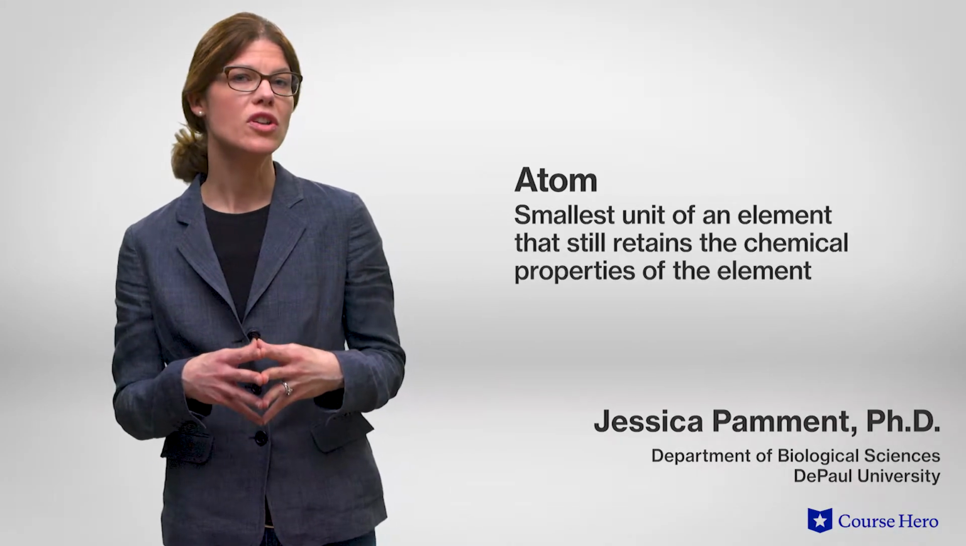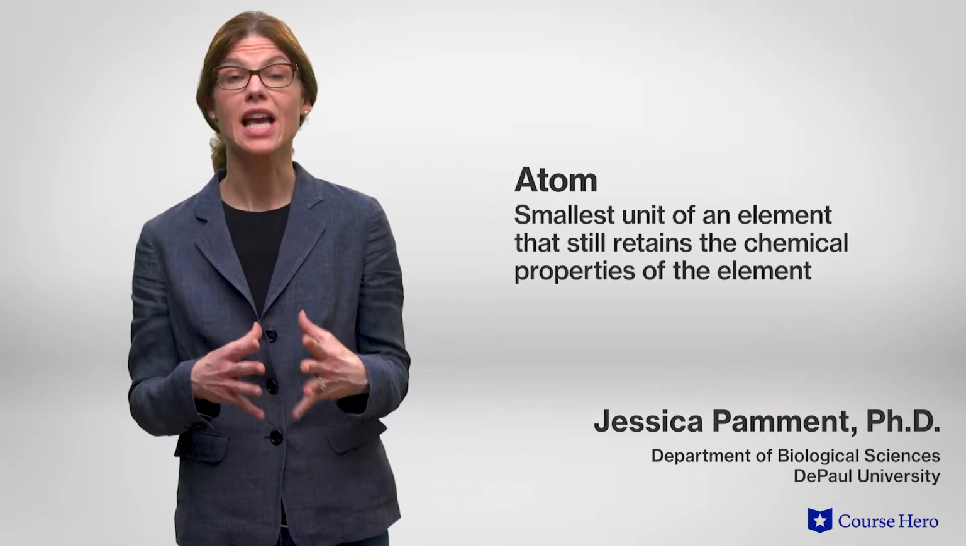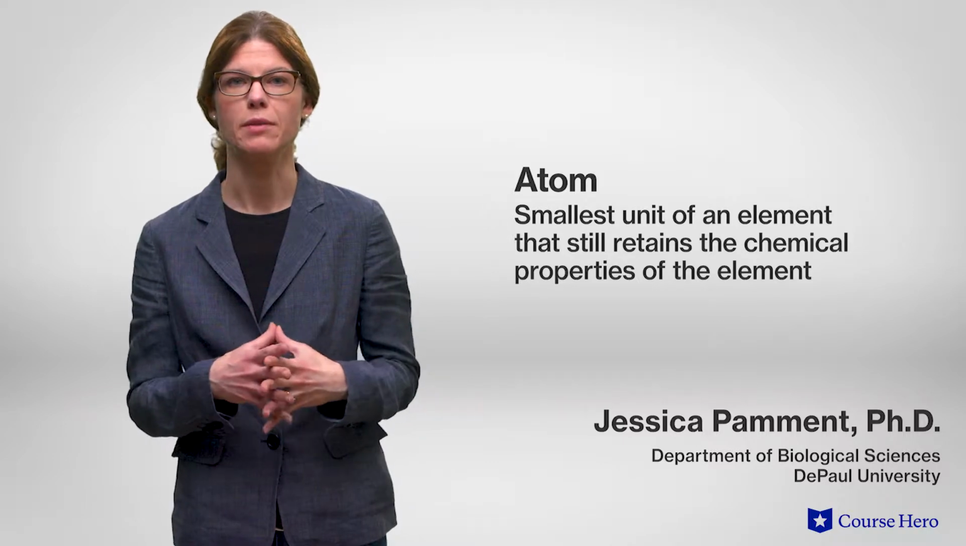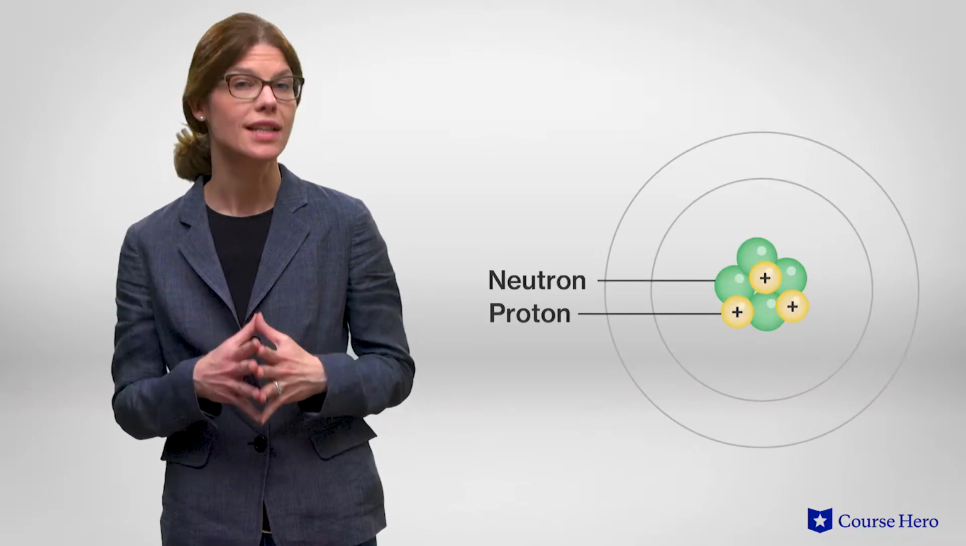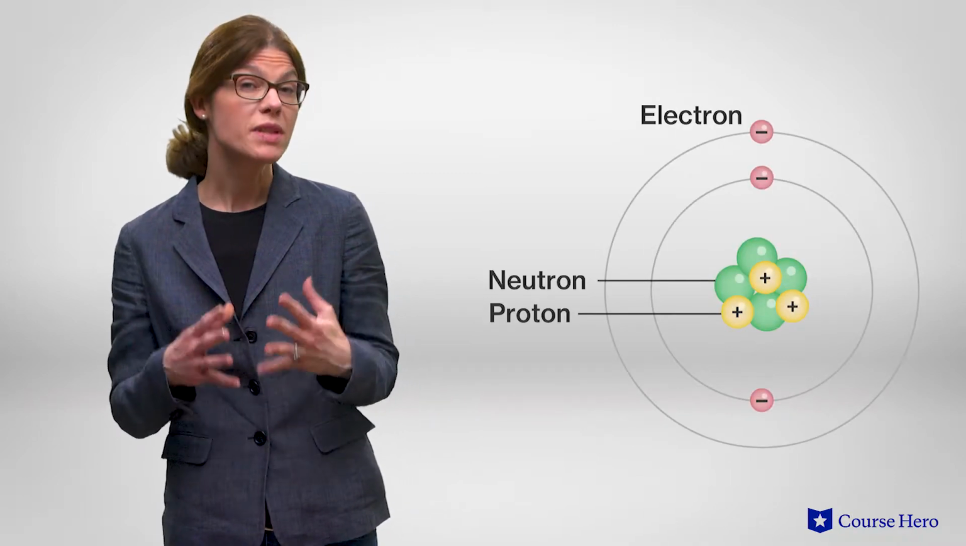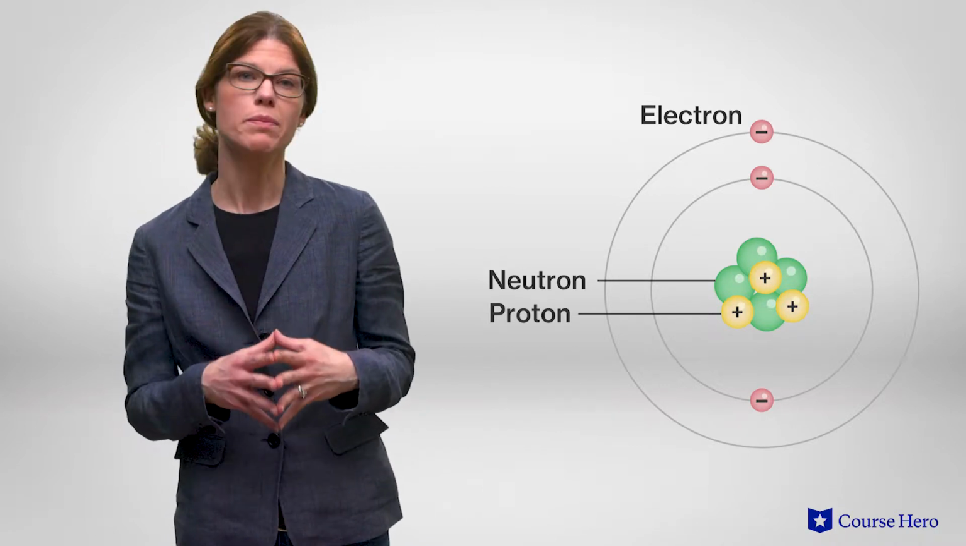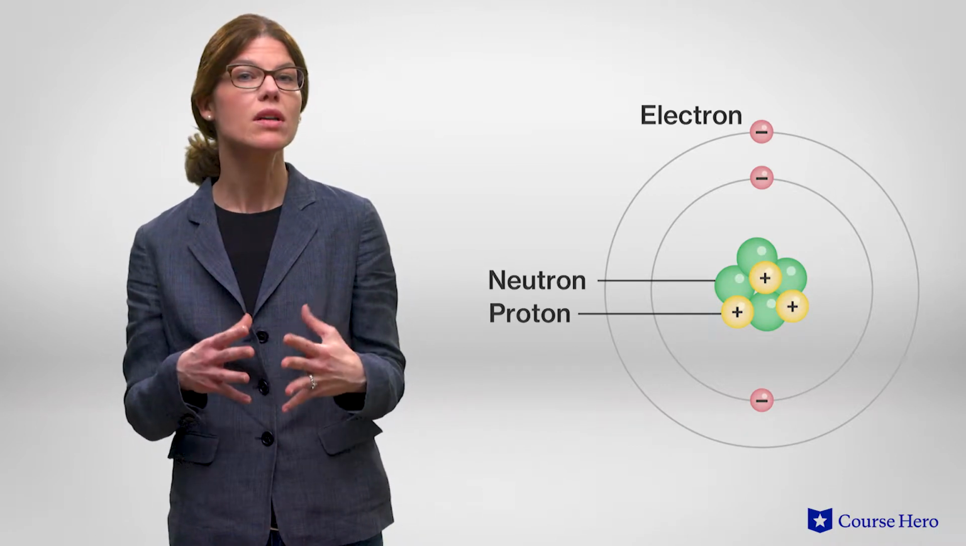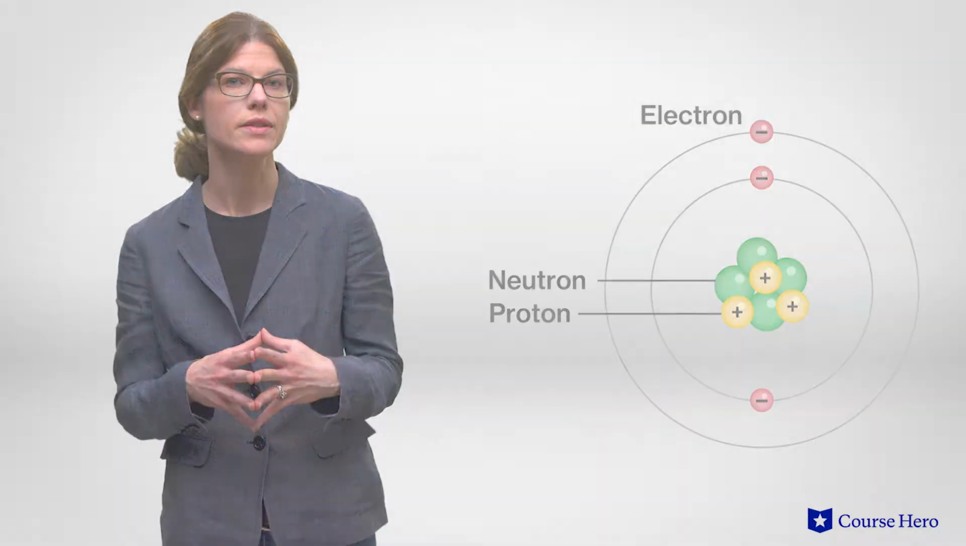An atom is the smallest unit of matter that still retains the chemical properties of a particular element. Atoms, in turn, are composed of even smaller parts called protons, neutrons, and electrons. The specific arrangement of these subatomic particles gives rise to the chemical and physical properties of the element.